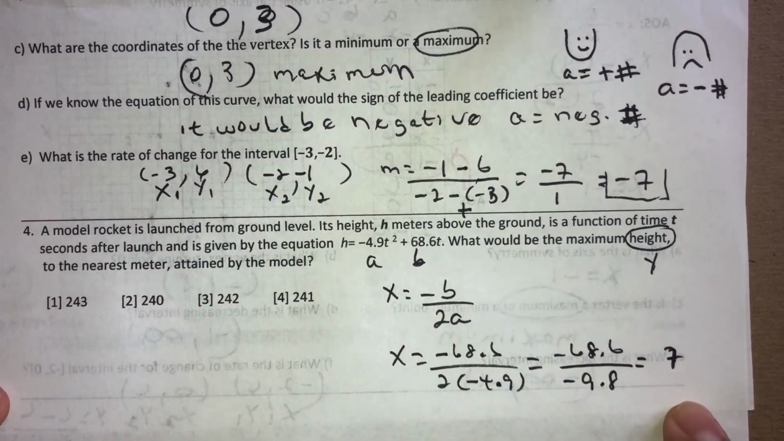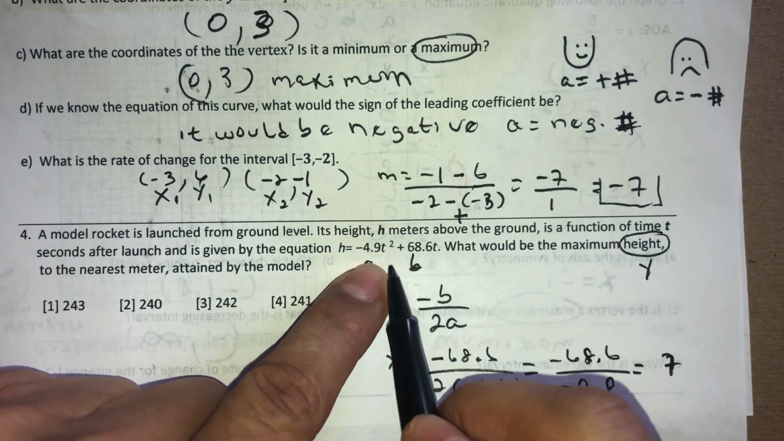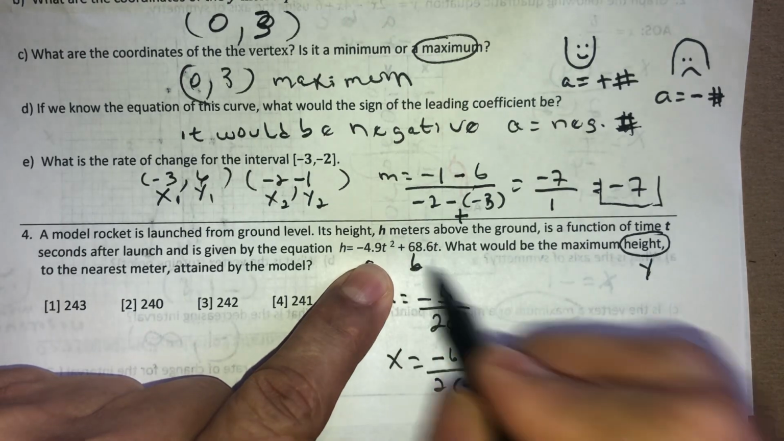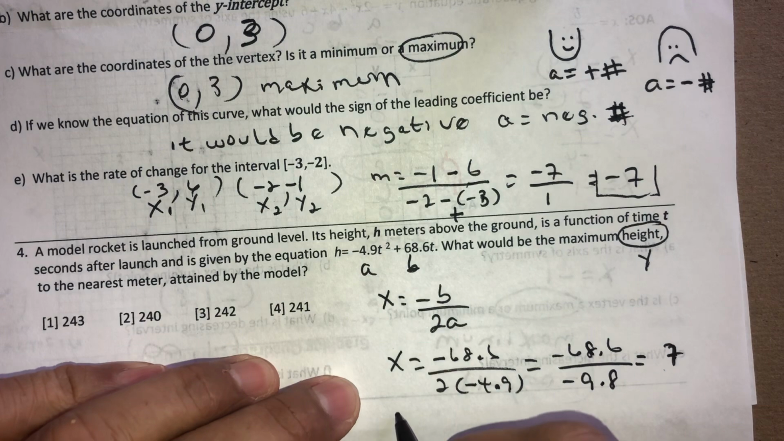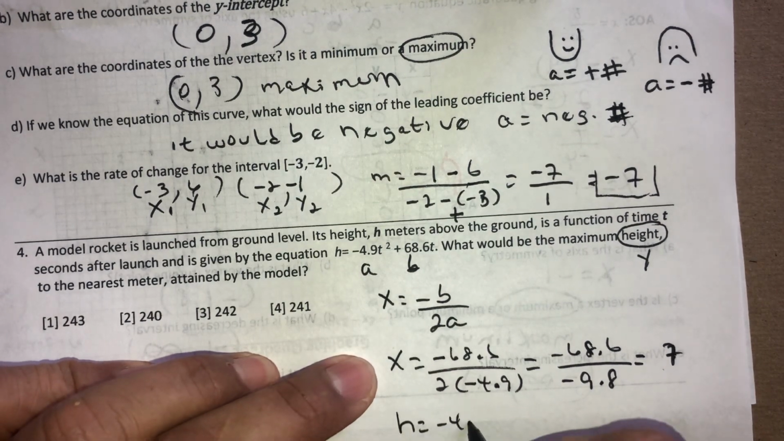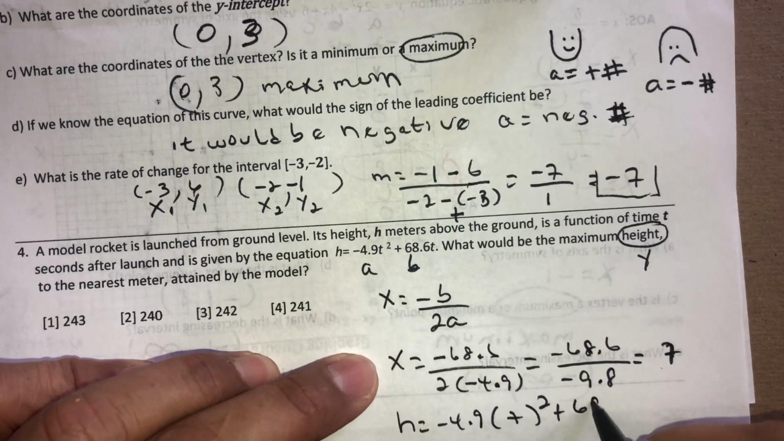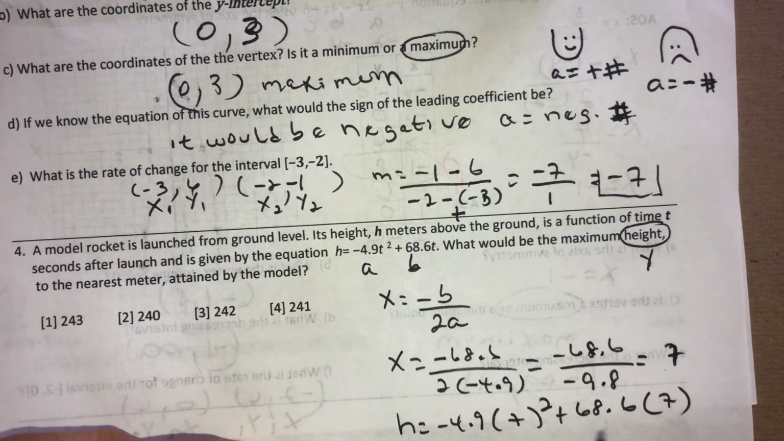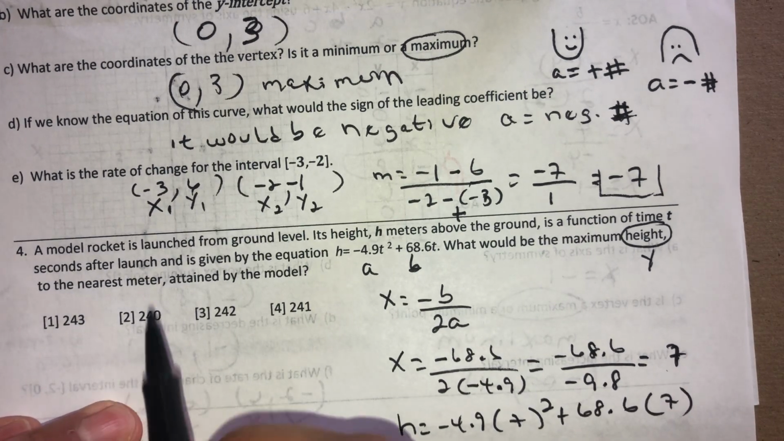So I have two options. I can substitute into the equation the value of t, 7, so that t becomes 7 and that t becomes 7. I just put it on the calculator, all right? Then I will do h equals negative 4.9 parentheses 7 squared plus 68.6 parentheses 7. And if I put that in the calculator, my answer is going to be 240. Okay, so that should be choice 2.